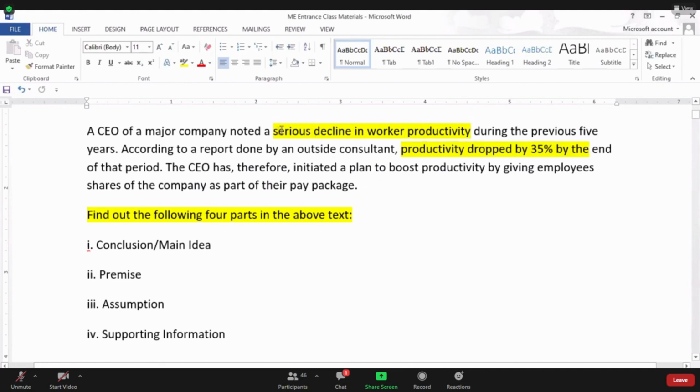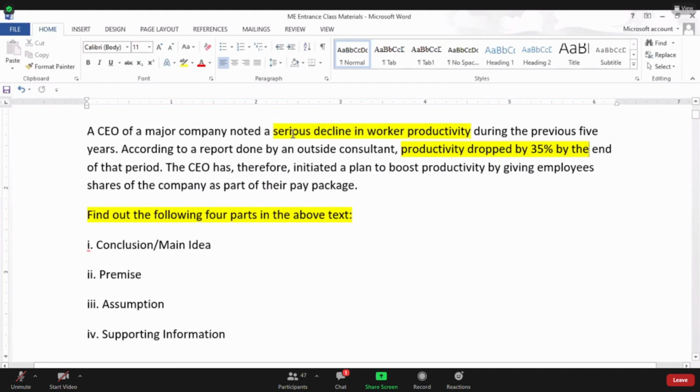So now, if you say this is the premise, and this is the supporting information, serious decline in worker productivity, does it explain this one or does this one explain this one? Which one is explaining which one? The first one explains the second one, or the second one explains the first one? First one explains the second one.